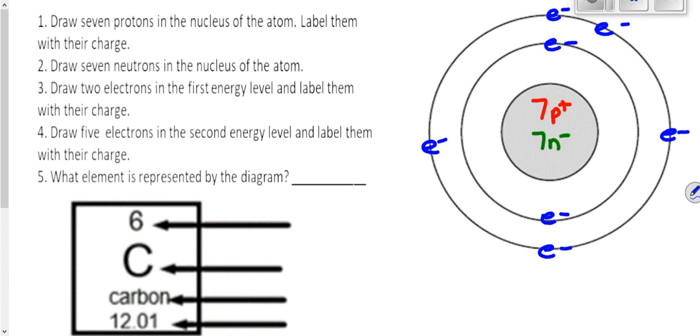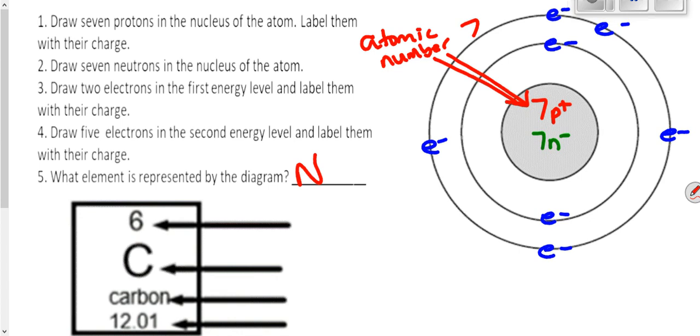It says, which element is this? Well, of all the things that I put on here, only one thing tells us which element it is, and that's the protons. 7 protons means that we need to go to atomic number 7. And atomic number 7 on a periodic table is nitrogen. So this is the element nitrogen, and the symbol for nitrogen is an N.